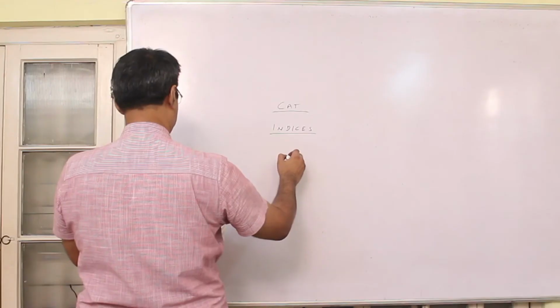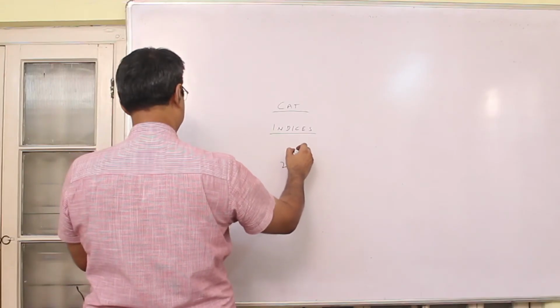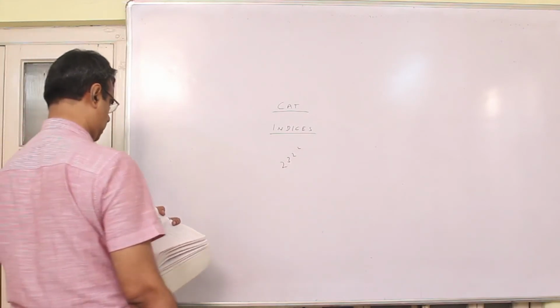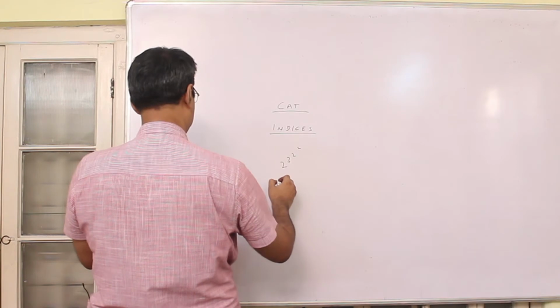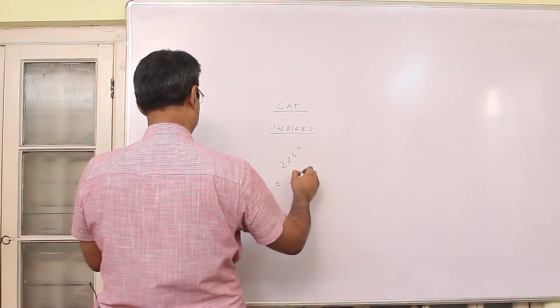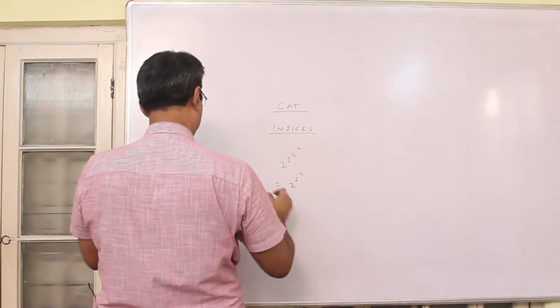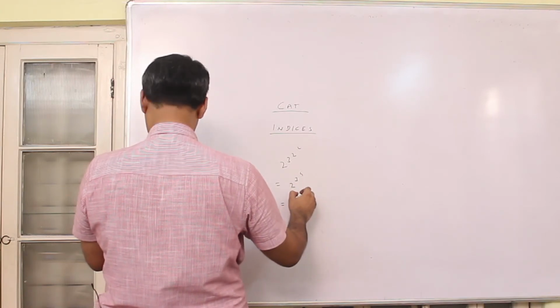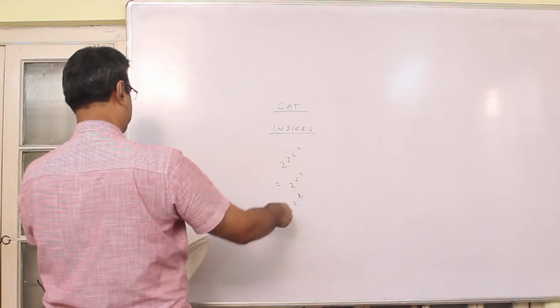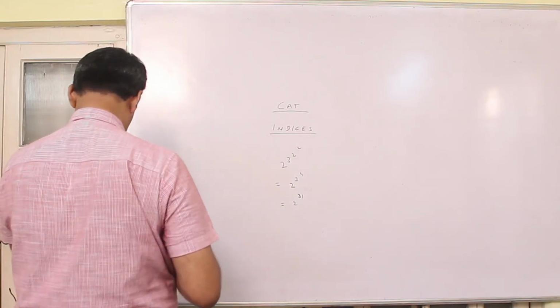Sometimes when you have multiple indices, for example 2 raised to the power 3 raised to the power 2 raised to the power 2, you have to start from the innermost. So 2 raised to the power 2 is 4, and 3 raised to the power 4 is 81. So this expression is equal to 2 to the power 81.